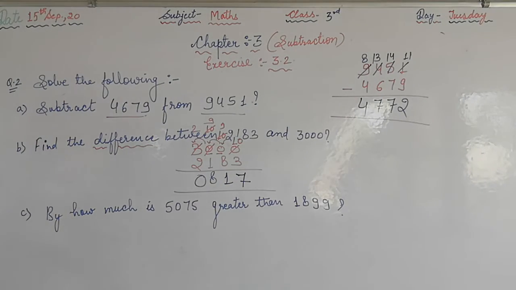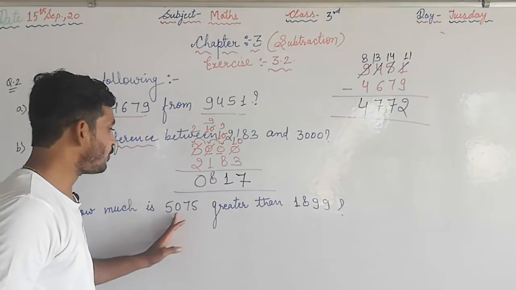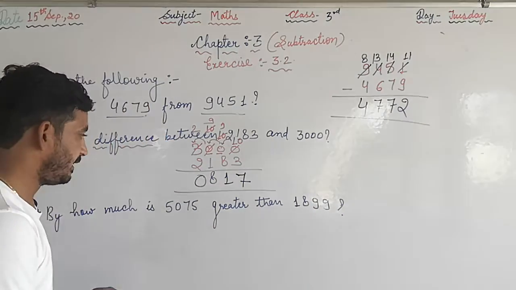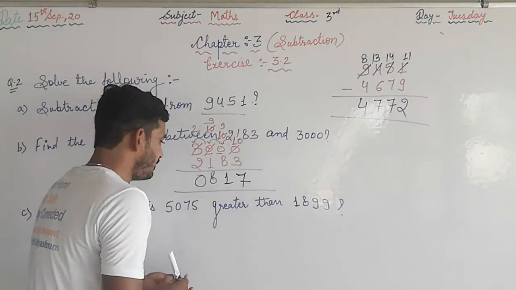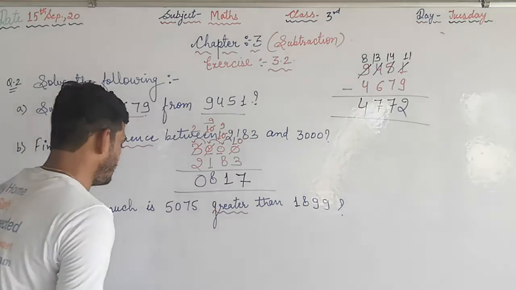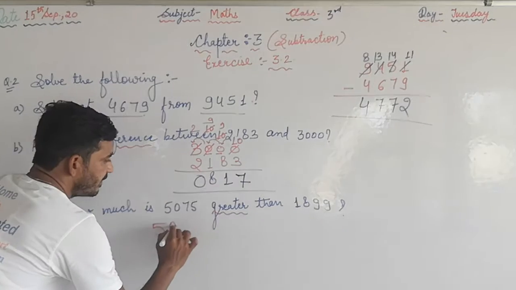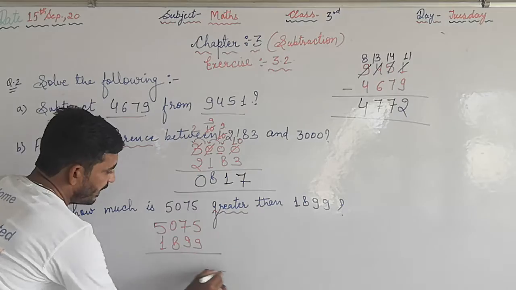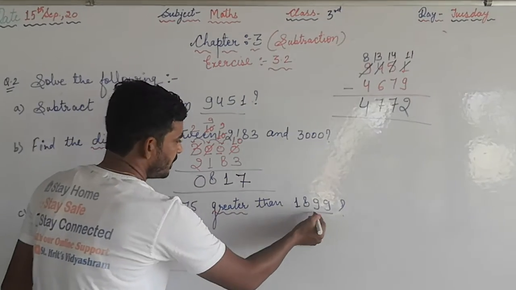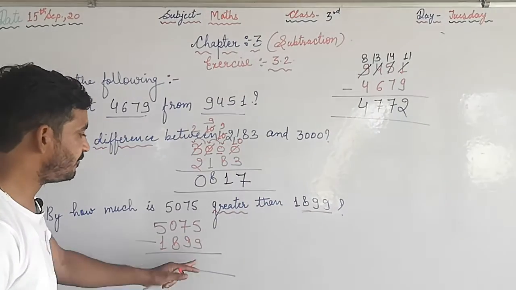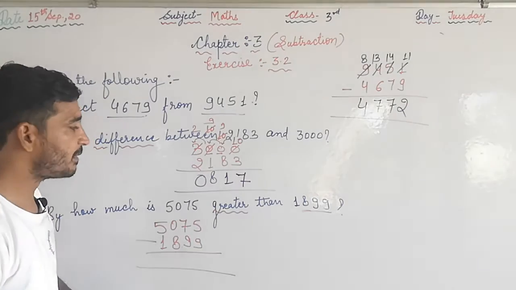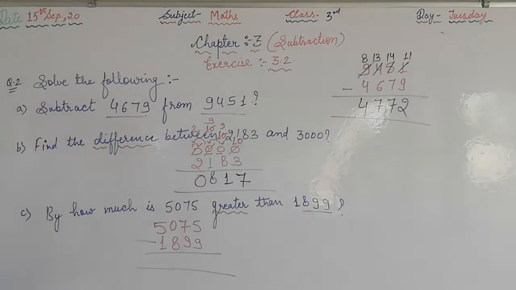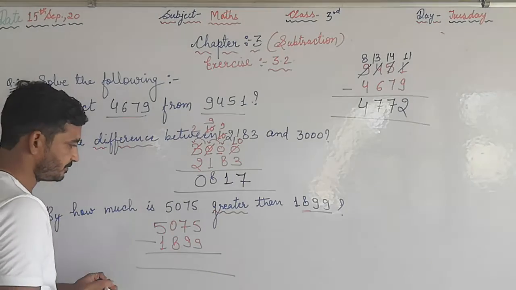See the last question. By how much is 5075 greater than 1899? You have to find the difference between these two numbers. Greater than means 5075 minus 1899. When you subtract this number from that number, the difference you get is by how much this number is greater than the other number. So simply you have to subtract.